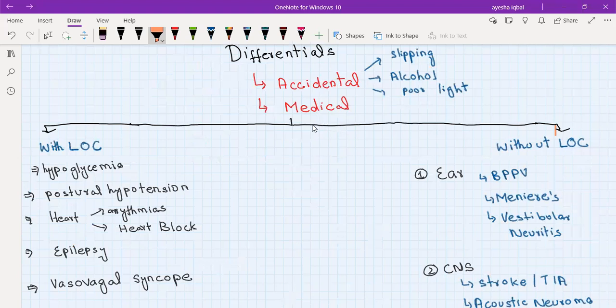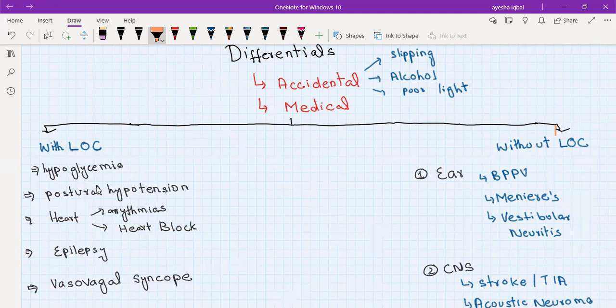So for example, you ask the patient, did you experience any loss of consciousness? And he says yes. Then we have these five differentials. So we have five differentials if the patient loses consciousness, and we have two main types of differential if the patient does not lose consciousness with fall. So for example, with loss of consciousness, it can be because of hypoglycemia, a diabetic patient who has taken insulin but has not taken any meal for a long time. Then postural hypotension.